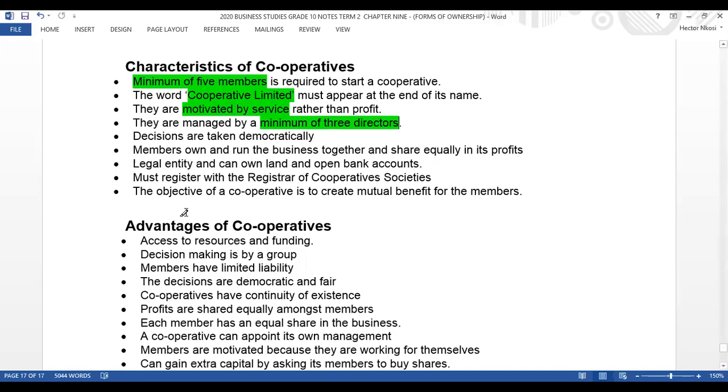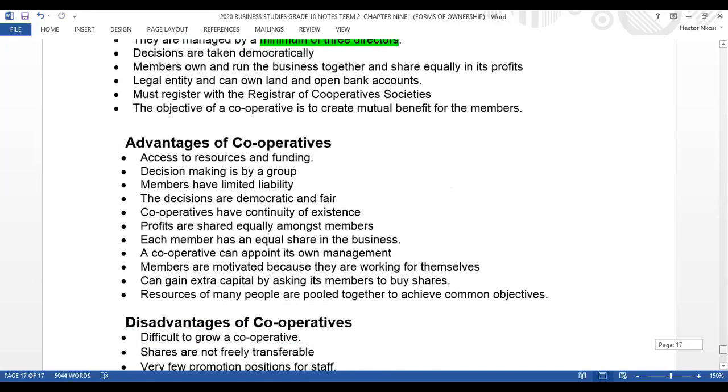Also, a cooperative is a legal entity and can own land and open bank accounts. So they have to open bank accounts so that they can put their monies there and stuff like that, right? Also, they must register with the registrar of cooperative societies. Basically, the object of a cooperative is to create mutual benefit for the members, which means what you get, I must also get. That's your mutual benefit.